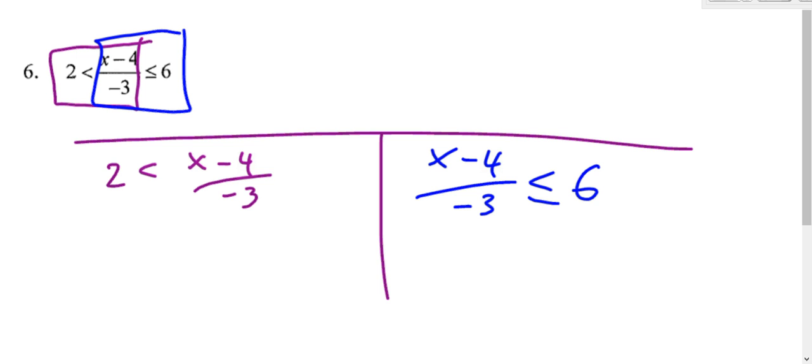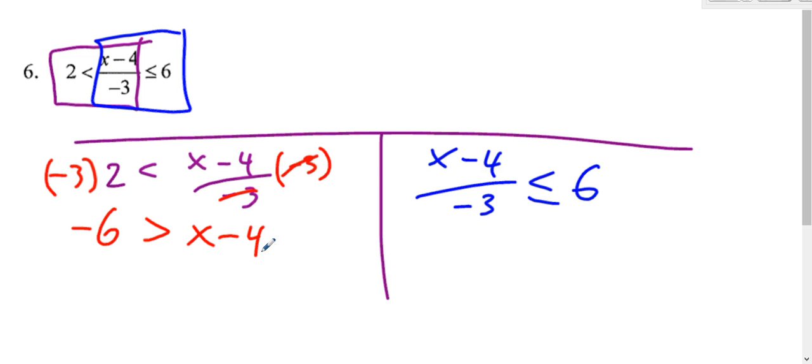So inequalities, you do everything like you would for an equation, except if you multiply or divide by a negative, you flip the inequality symbol. So our very first step is to get rid of this -3. So we're going to multiply by -3 for both sides. Since it was negative, this inequality gets flipped. So instead of pointing to the left, we're going to flip it so it points to the right. And we get -6, x minus 4.